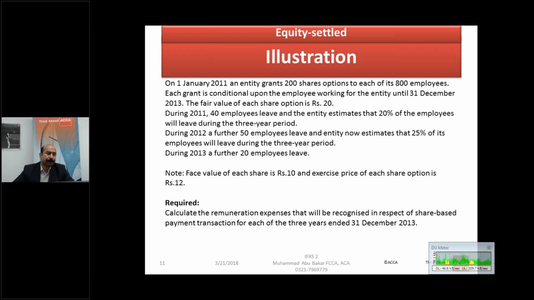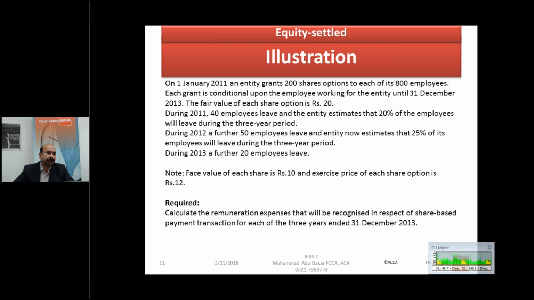Kunal Rupani asks, is there a time period as per standard to report disclosure for share-based payments? Time period. See, whenever you are making your financial statements, if there is any share-based payment, of course you will have to account for those items.